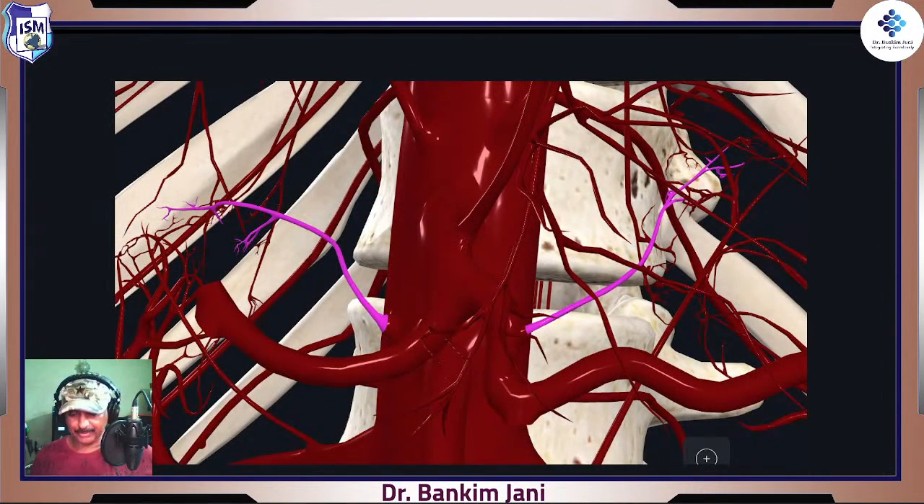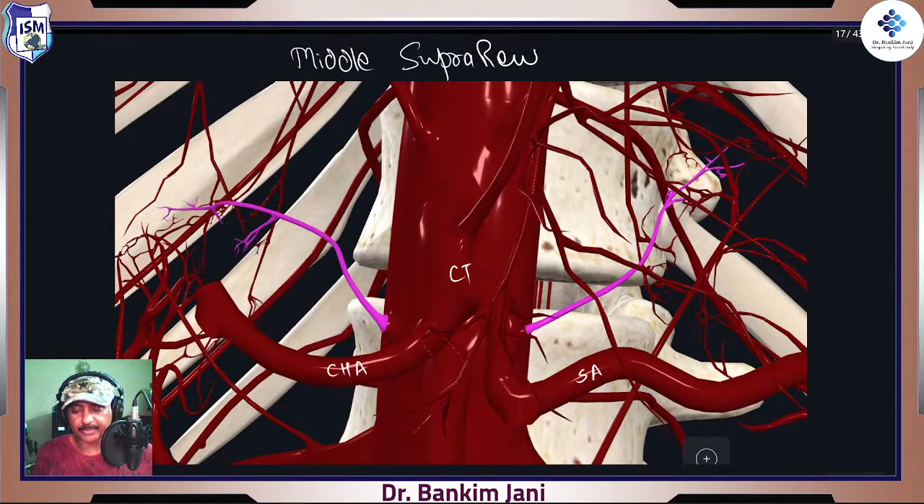So we saw how many? We saw inferior phrenic, celiac trunk, splenic, common hepatic. So here is the celiac and this is splenic. This is the common hepatic artery. Celiac trunk, splenic artery. Just above, from both the sides, there is emergence of what is called the middle suprarenal artery. Suprarenal means these are adrenals.